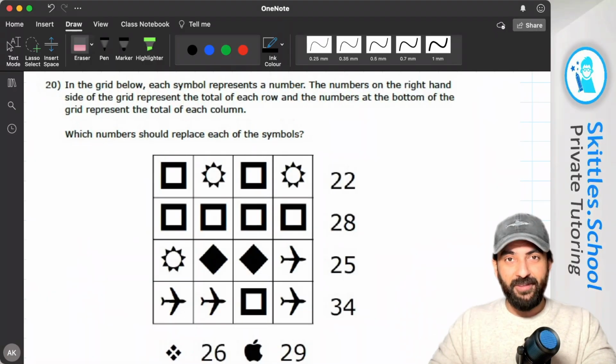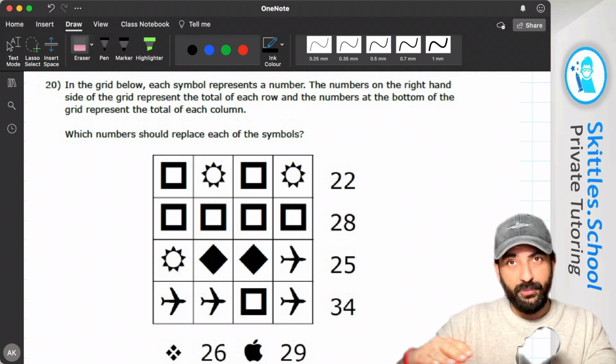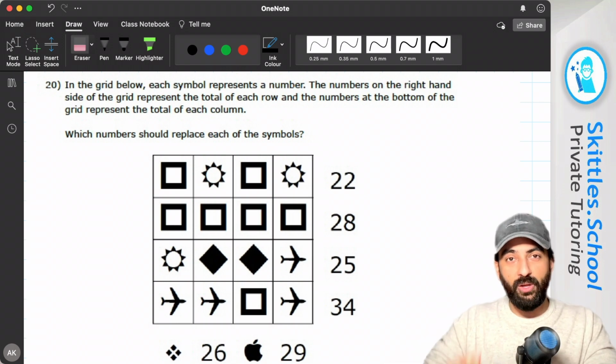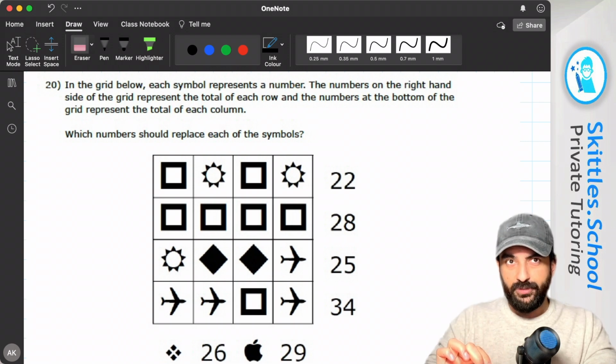So here it is on my virtual whiteboard. Let's take a look at it. It says in the grid below, each symbol represents a number. The numbers on the right hand side of the grid represent the total of each row, and the numbers at the bottom represent the total of each column. We've got to work out which numbers should replace each of the symbols.